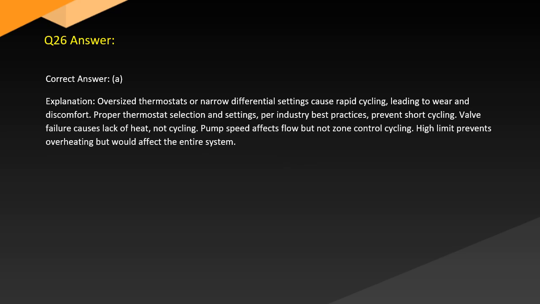Answer. Correct answer: A. Explanation. Oversized thermostats or narrow differential settings cause rapid cycling, leading to wear and discomfort. Proper thermostat selection and settings per industry best practices prevent short cycling. Valve failure causes lack of heat, not cycling. Pump speed affects flow but not zone control cycling. High limit prevents overheating but would affect the entire system.